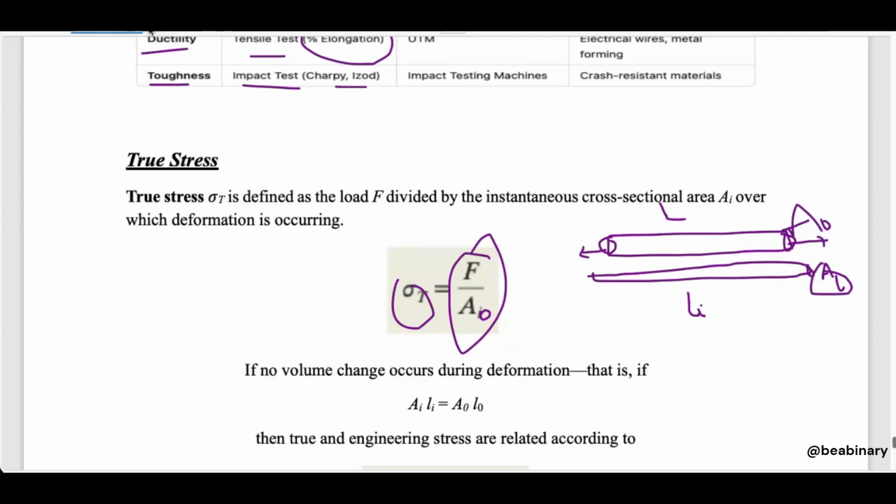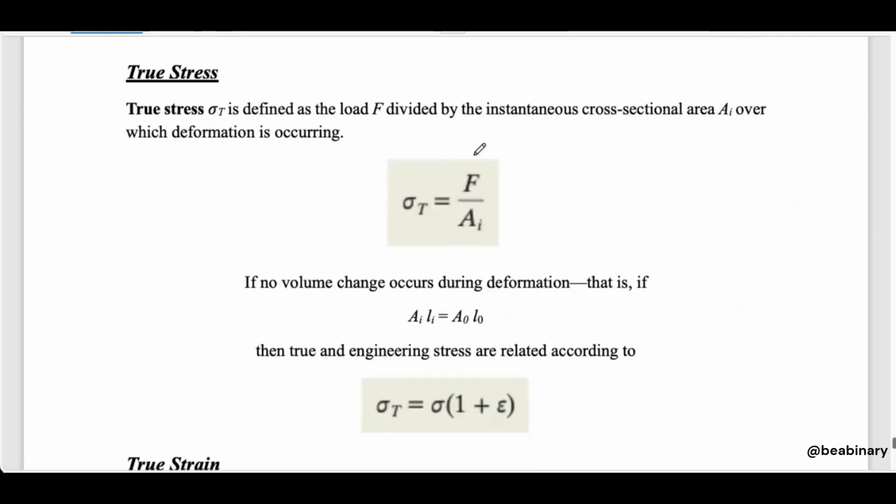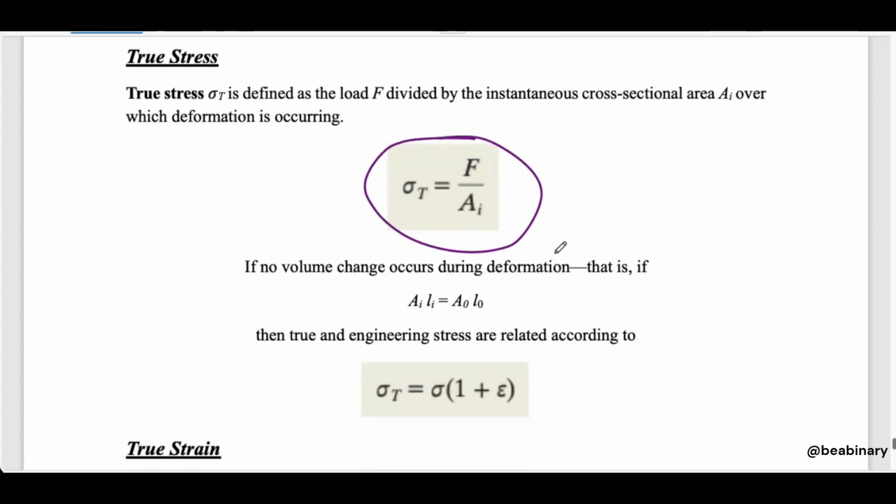But throughout engineering, we don't take this value. Only for simplicity, our scientists have taken only the engineering value, and we are not taking these things into consideration because the instantaneous value of area is very difficult to calculate. Okay, so this is the way.